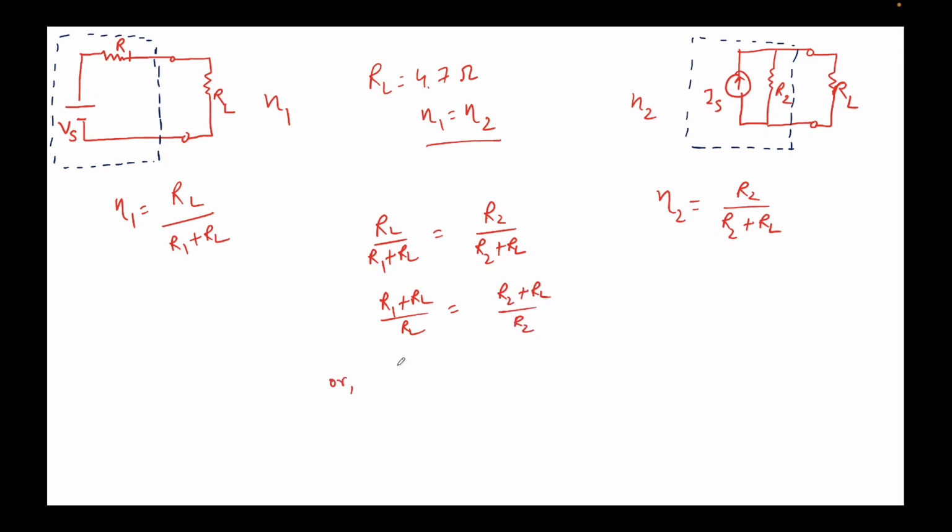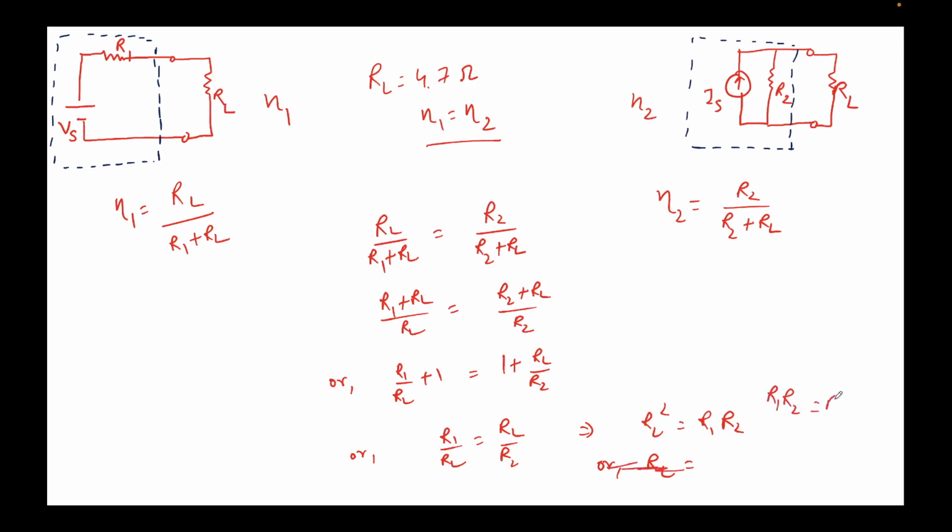Okay, what do we get here? We will get R1 over RL plus 1. Just split the denominator across these two terms. Similarly, split the denominator across these two terms. We'll get 1 plus RL over R2. So 1 and 1 get cancelled, and we'll get R1 over RL equal to RL over R2. This implies RL square is R1 times R2. We were required to find the value of R1 R2, so we simply get R1 R2 equal to RL square.